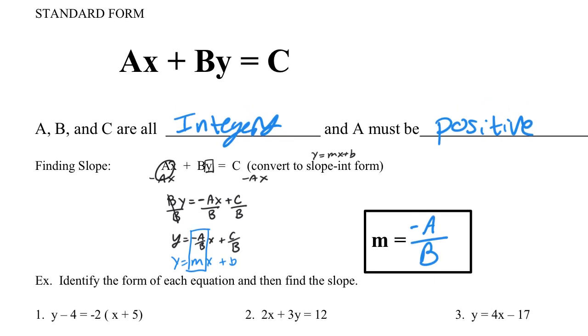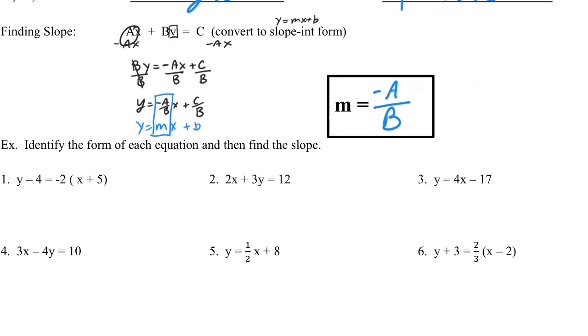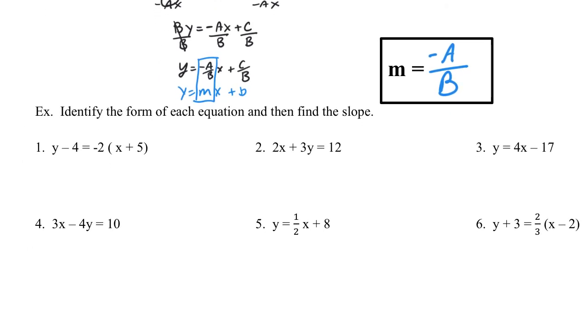We have to go hunting for some information, and this is how we're going to find our slope from standard form. So it can give us our slope, it's just a little bit more roundabout to get it. Okay, so let's take a look at some examples. We want to identify the form that we're in, as well as find the slope from this form.